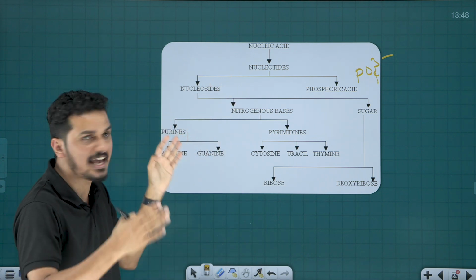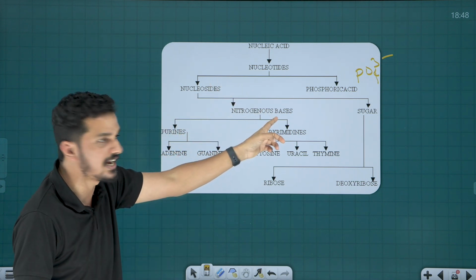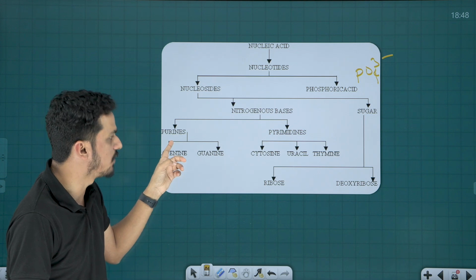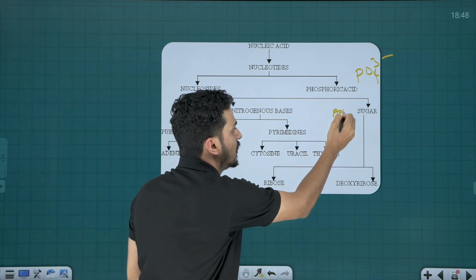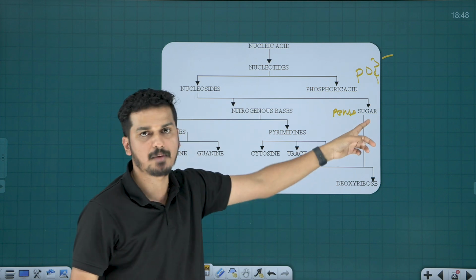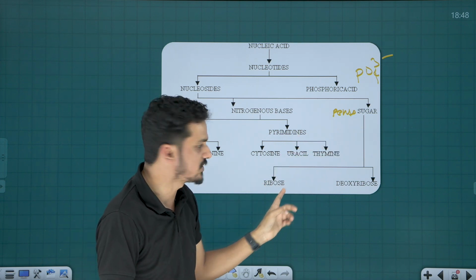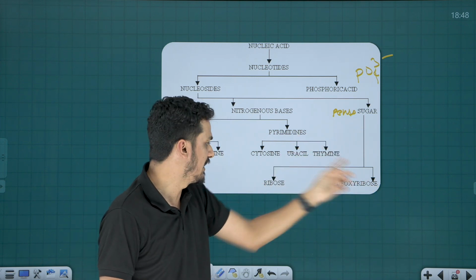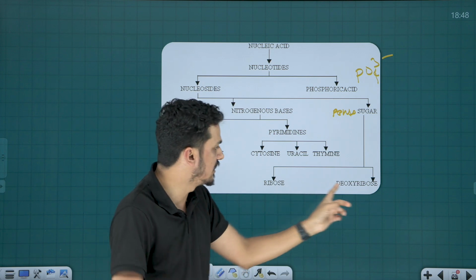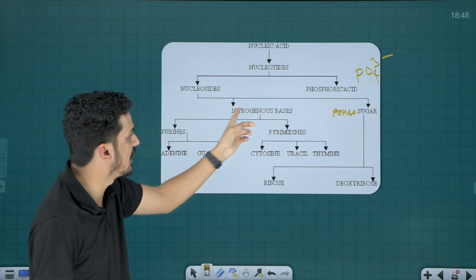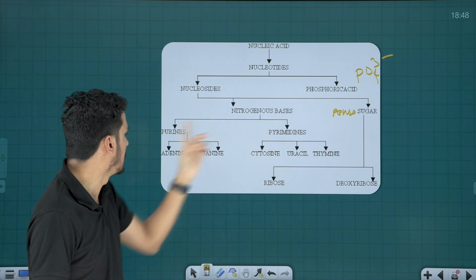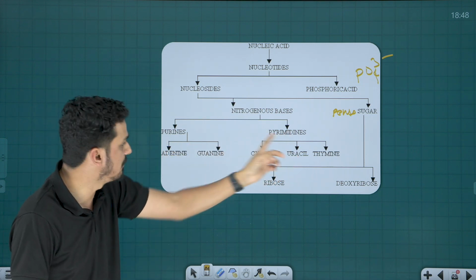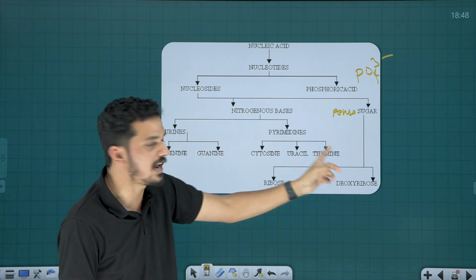This nucleoside again contains two things. First one is a nitrogenous base, as well as a sugar, especially a pentose sugar. That pentose sugar may be either ribose or deoxyribose. In RNA it is ribose, in DNA it is deoxyribose. And the nitrogenous base may be either a purine base or a pyrimidine base. Purine bases are adenine and guanine. Pyrimidine bases are cytosine, uracil and thymine.